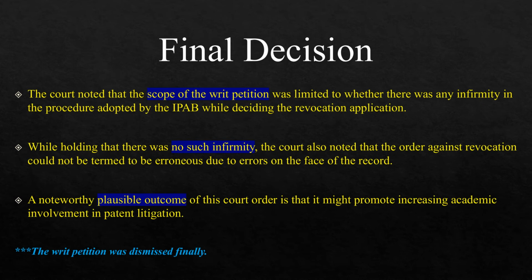Okay, now the court noted that the scope of the writ petition was limited to whether there was any infirmity in the procedure adopted by the IPAB while deciding the revocation application. Okay. The scope of the writ petition was analyzed and it was seen that it was limited. Okay. Now the next point is, while holding that there was no such infirmity, the court also noted that the order against revocation could not be found to be erroneous due to errors on the face of the record. Listen to it carefully, friends.